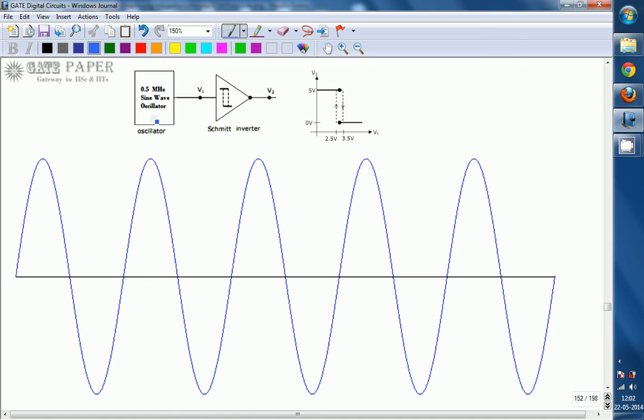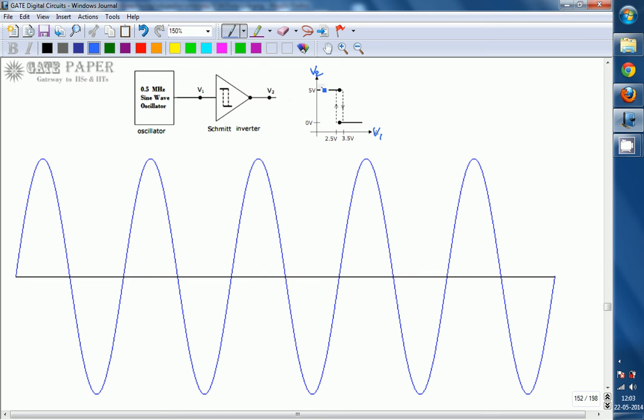So now we are considering only a part of the circuit, where the output of the sinusoidal oscillator is connected as input to the Schmitt inverter, and the Schmitt inverter characteristics are shown over here. This is V1 and V2 is the output. So these are the input and output characteristics of the Schmitt inverter.